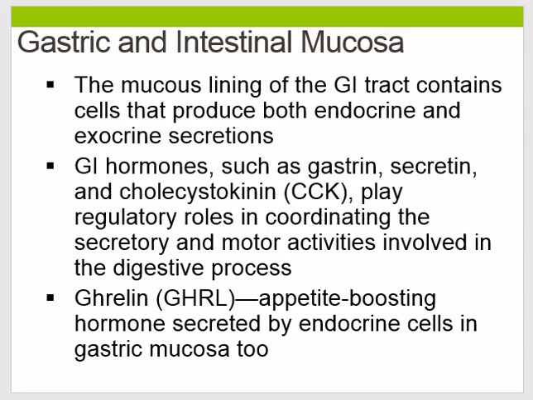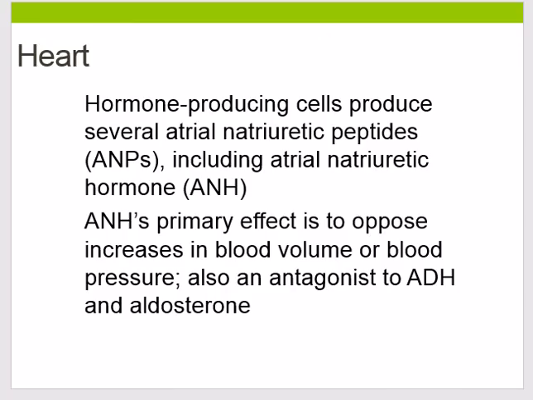Now, we've already spoken about ghrelin and its role in boosting appetite through stimulation of the hypothalamus, and how it also slows metabolism. But this hormone is also secreted by the gastric mucosa as well. So it's both the gastric mucosa and the pancreatic islet cells of the pancreas that secrete ghrelin. So it's a hormone that's common amongst the two glands.